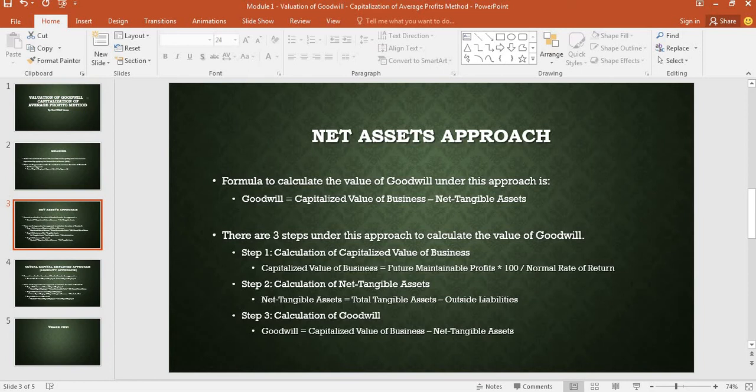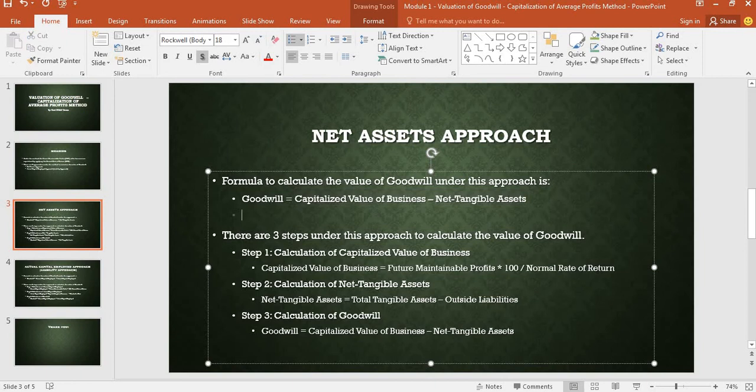The formula for goodwill under this approach is capitalized value of business minus net tangible assets. You will have to memorize this formula, guys. Goodwill is equal to capitalized value of business minus net tangible assets. In order to find out the value of goodwill, there are 3 steps, guys. Let me make it very simple for you. If you memorize this formula, it's done. There's nothing more to remember under this method.